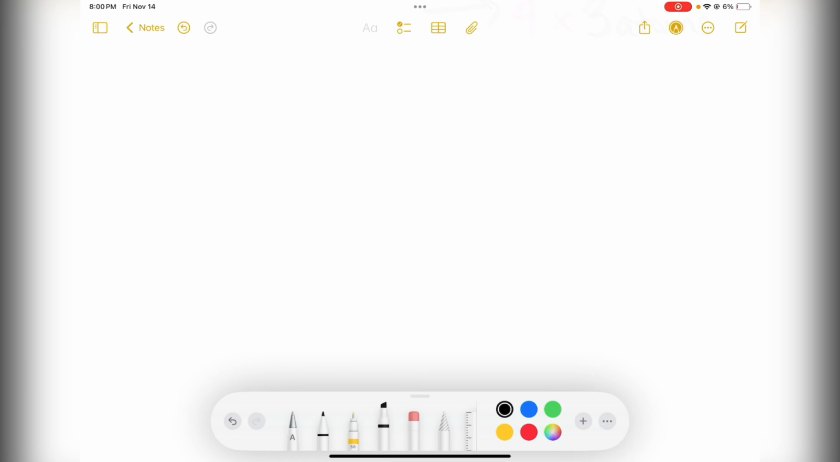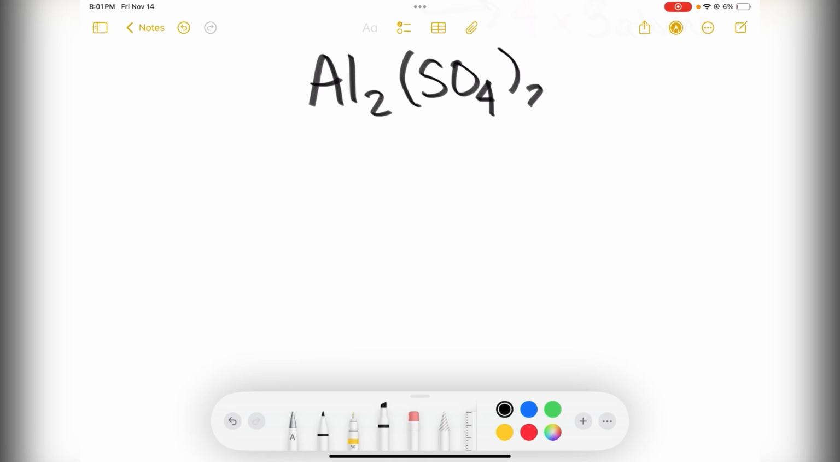Alright, let's get started. So we have Al2(SO4)3. Okay. Miss A, you lost me here. No, don't worry. I'm going to help you. So there's no coefficient, so we know it's easy. We don't have to multiply it by anything at the end.